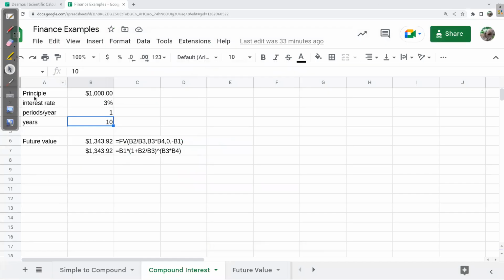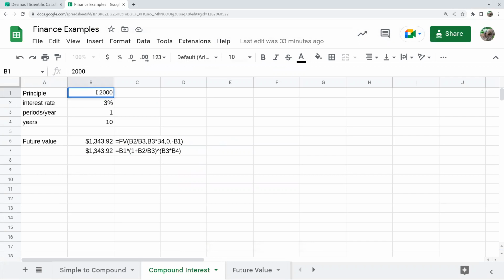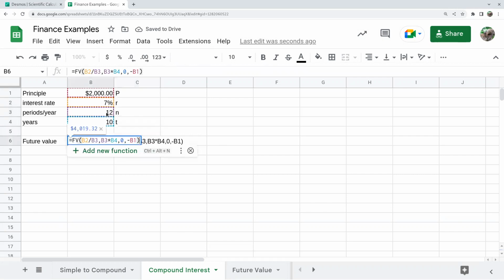So in my spreadsheet, I already have it started. I have a note that I'm going to put my principal here, and this is going to be 2,000. A note that I'm entering my interest rate next, and that's going to be 7%. I'm just going to replace that with a 7. Periods per year, that's my N, that's going to be 12. And I want to do this for 10 years. So again, this is my P, this is my R, my N, and my T. And I've already pre-entered the formulas. Let's take a look at how I did that.